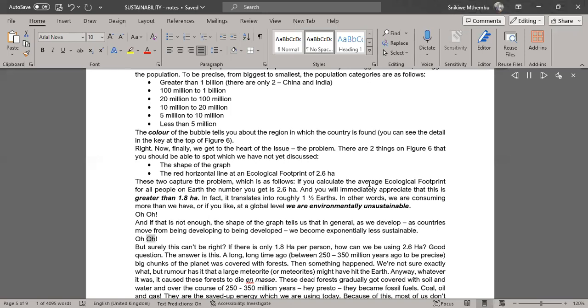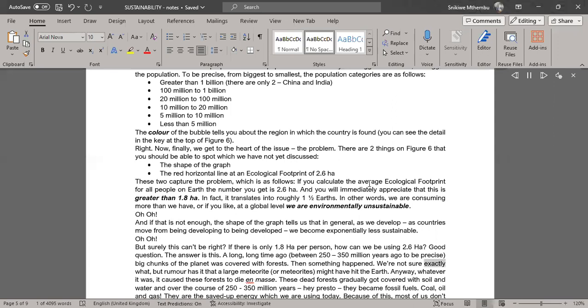Oh. But surely this can't be right? If there is only 1.8 Ha per person, how can we be using 2.6 Ha? Good question. The answer is this. A long time ago, between 250 to 350 million years ago to be precise, big chunks of the planet were covered with forests. Then something happened.